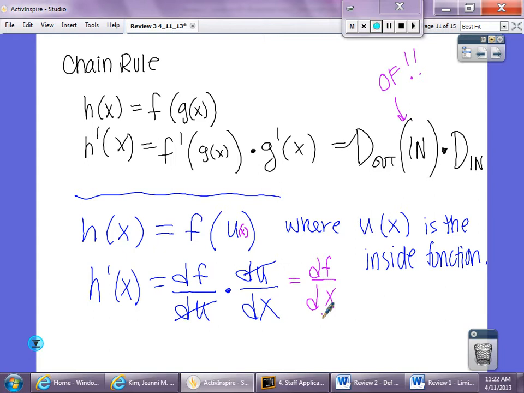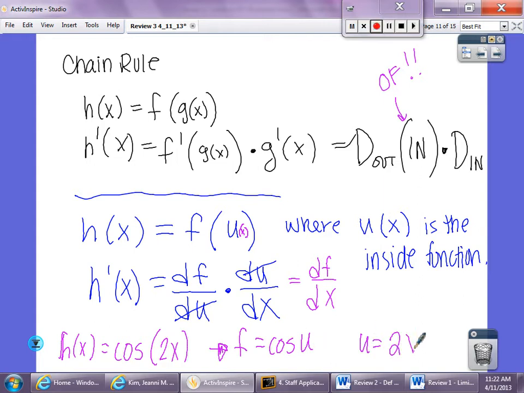So what I mean by that is if you have a function, cosine of 2x, your f function is equal to cosine of u, and your u function is 2x. If you take the derivative of this guy with respect to u, that would just be negative sine of u. You take the derivative of this with respect to x, which is 2, and you physically multiply them together. It'll give you the answer to the derivative of h. You actually have done that. You did that at the very beginning.